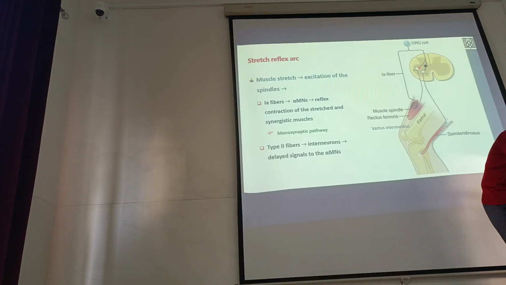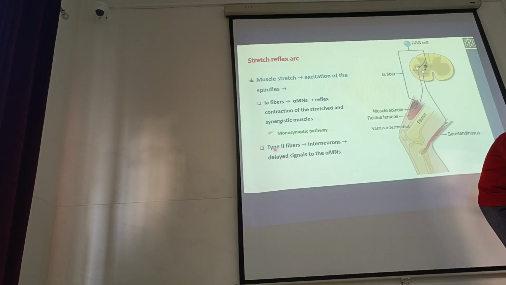One branch directly connects to the alpha motor neuron that goes to the same muscle, the stretched muscle. So we have a monosynaptic pathway here that causes contraction of the same muscle. The second branch activates an interneuron. This interneuron is inhibitory, GABAergic. So it inhibits alpha motor neurons that go to the antagonist muscle. So the muscle under the stretch contracts, but the opposite muscle relaxes, right? So the result is movement of the knee this way, in the way of extension, right?